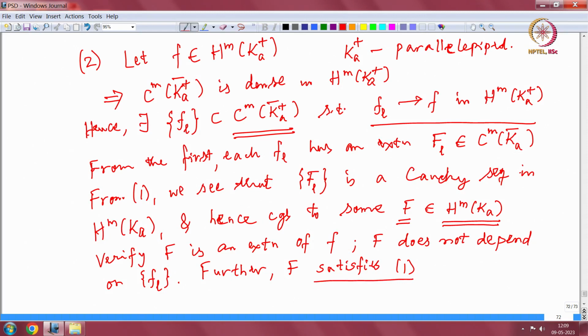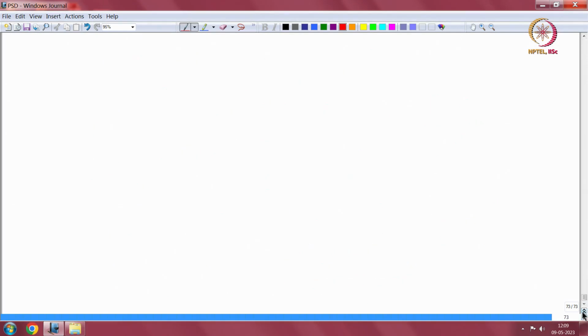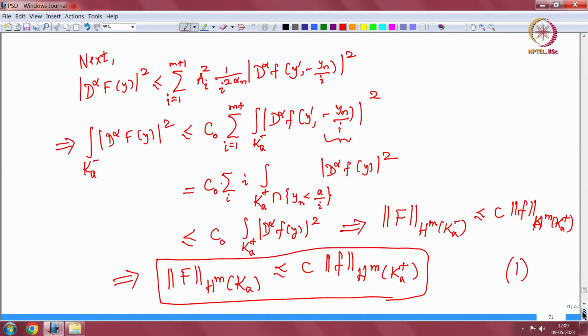The other bound is trivial, namely that, so we usually do not state that. Since F is an extension, we always have this side, the norm of f in h m. This is true for any extension. So in particular this one is less than or equal to, because f and F coincide on k a plus. Okay. So that is a trivial inequality.